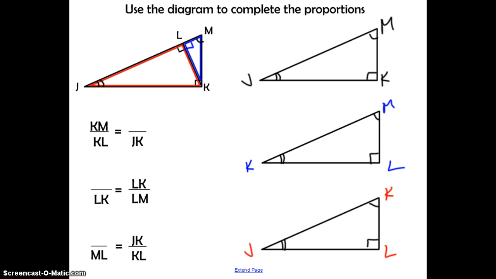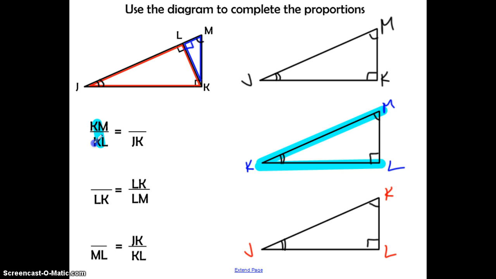Now, we want to take a look at each of these proportions. Right now we have KM over KL. So we need to find the triangle that has both of those segments. Here we have KM and KL. So we're going to highlight side KM and side KL. We're talking about the bottom and also the hypotenuse.